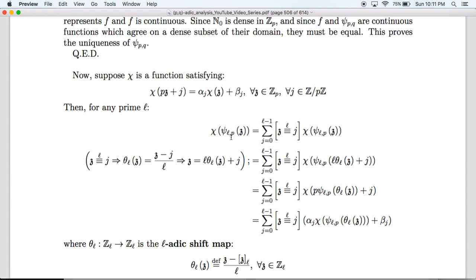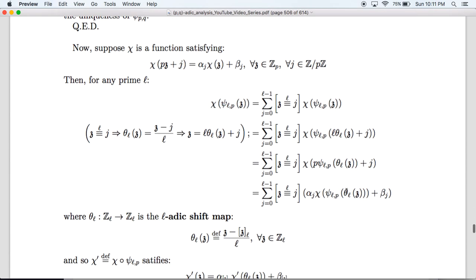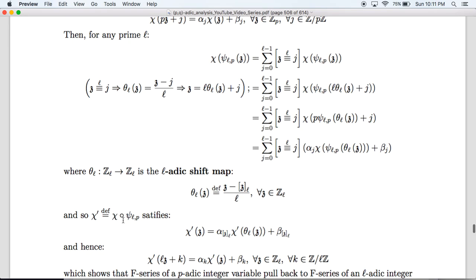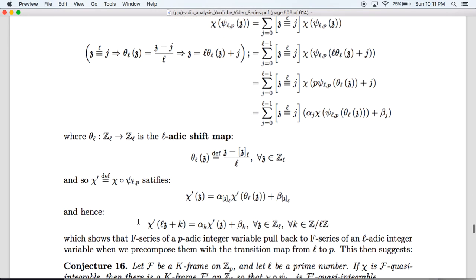Then, if we precompose chi by the L-p-adic transition map for any prime L, we then end up using the L-adic shift map to conclude that chi prime equals chi of psi Lp, which then satisfies L-adic functional equations. This shows that the f-series of a p-adic integer variable will pull back to an f-series of an L-adic integer variable when we precompose them with the transition map.